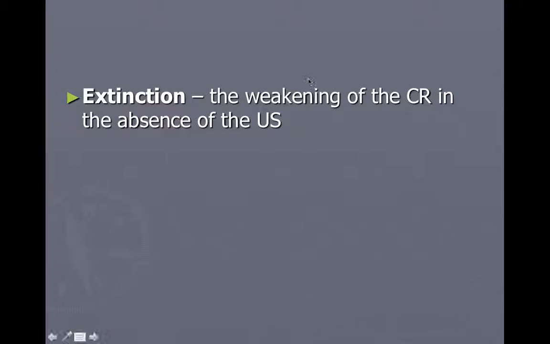And so the weakening of the conditioned response, which was fear, in absence of the unconditioned stimulus, which was the loud noise, allowed for little Albert to eventually overcome his fear of white rabbits or other white furry objects. So extinction would occur. Likewise, if Pavlov kept ringing that bell but didn't place food in the dog's mouth, eventually the dog would no longer respond to the sound of the bell alone.